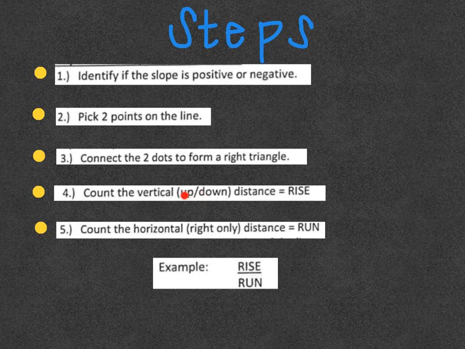You're going to count how far it went up and down. That's the vertical change, which would be called the rise. Then you're going to count the change going sideways, and we want this to always be going to the right. That's going to be labeled as run. Once you know these two amounts, you're going to put it into a fraction. The rise number goes on top, the run number goes on bottom, and this will be your slope.